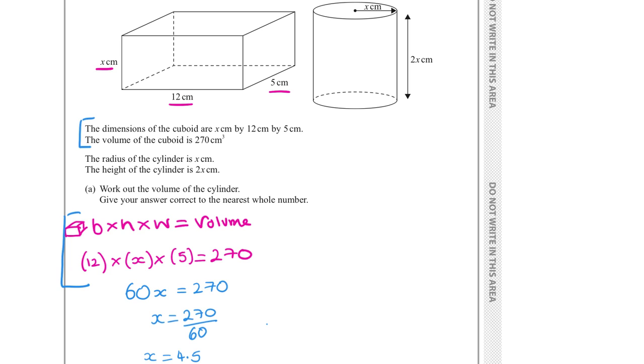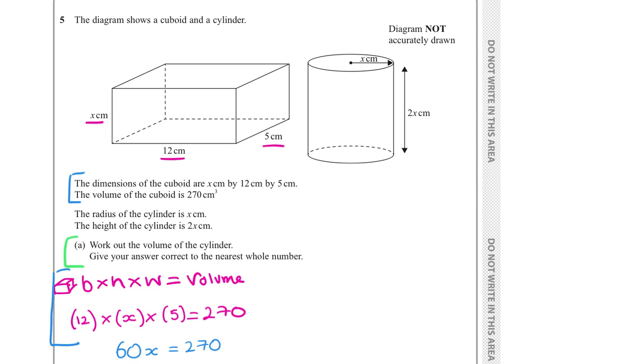So then, our next sentence: the radius of the cylinder is x, the height of the cylinder is 2x. Now, lucky for us, we actually already worked out x, didn't we? But imagine we didn't know x for a second. Imagine we read the whole question and we didn't know x right now. It wants us to work out the volume of the cylinder. How would we work out the volume?